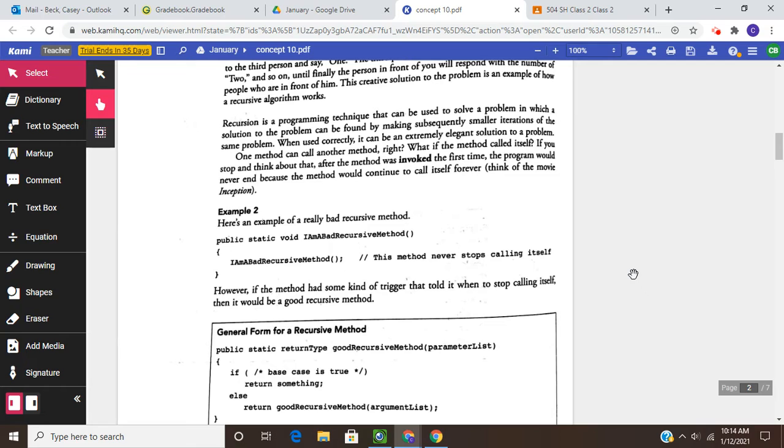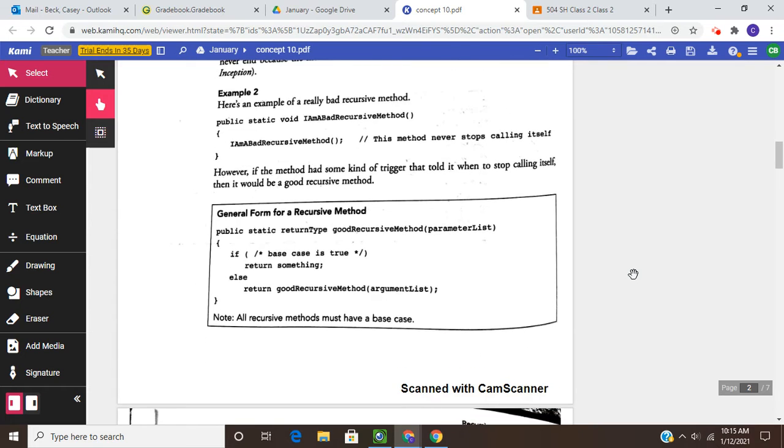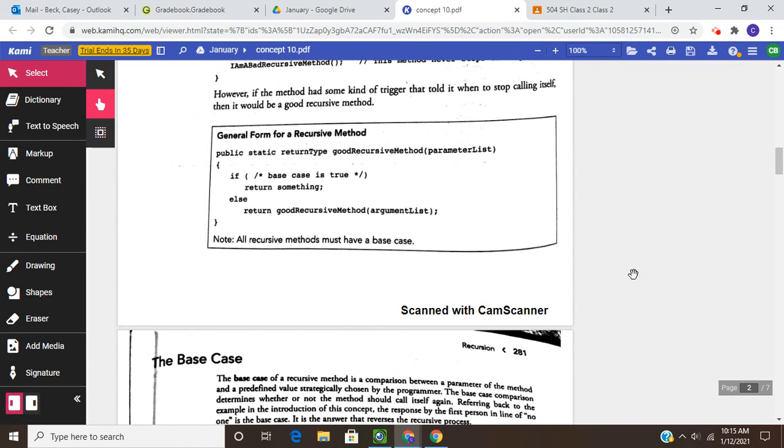However, if the method had some kind of trigger that told it when to stop calling itself, then it would be a good recursive method. So the general form of a recursive method would be public static and then the return type, goodRecursiveMethod, we'll call this, with parentheses with the parameters inside. There would be an if, and in that if clause would be the base case is true, and it will return something. Else, then it would return the goodRecursiveMethod doing it over and over again.